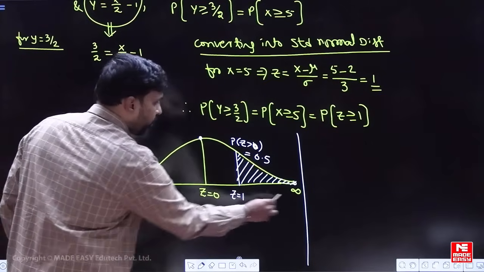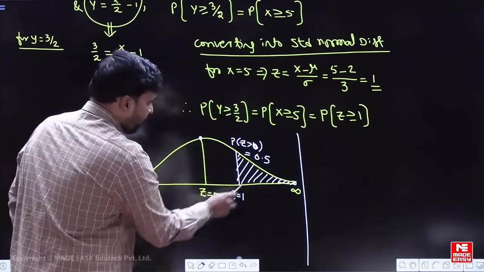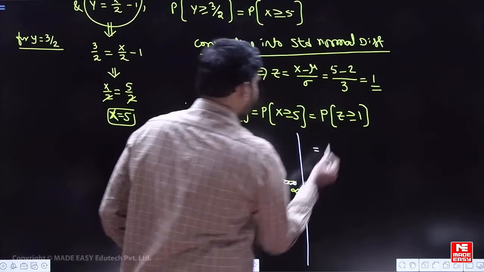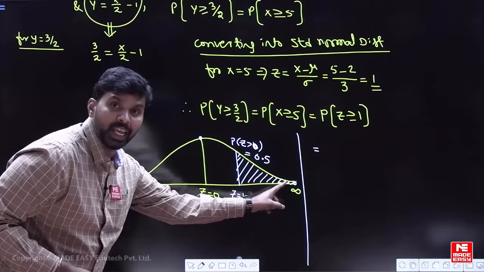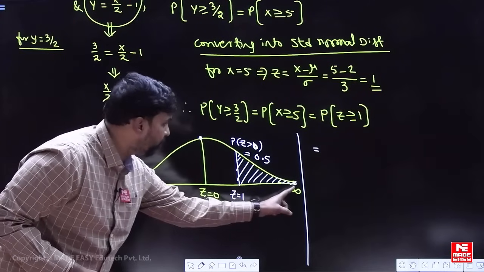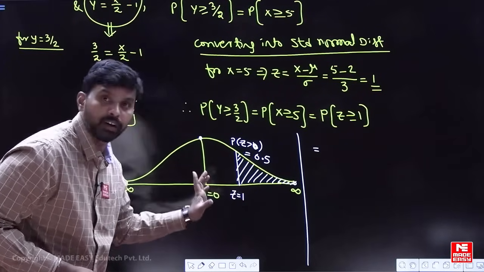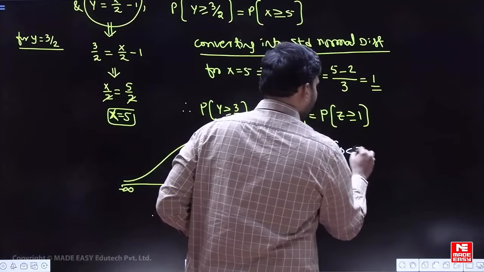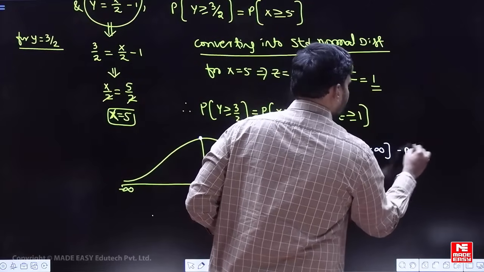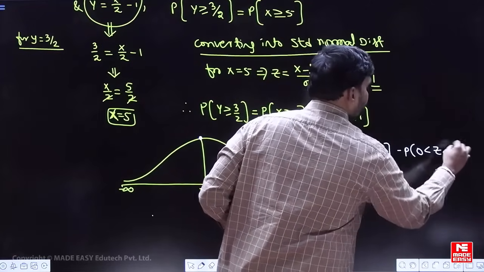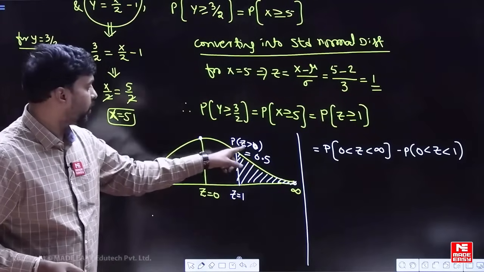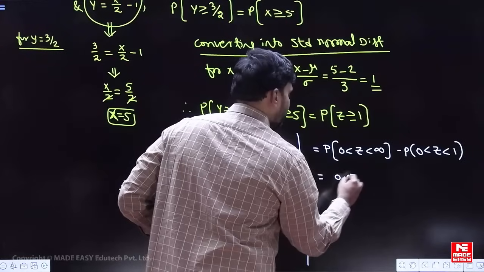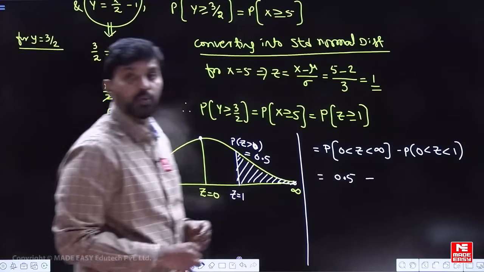So the area under the standard normal curve from 0 to infinity is 0.5. Therefore, the area from 1 to infinity is given by the area from 0 to infinity minus the area from 0 to 1. So the probability from 0 to infinity is 0.5, minus the probability from 0 to 1.